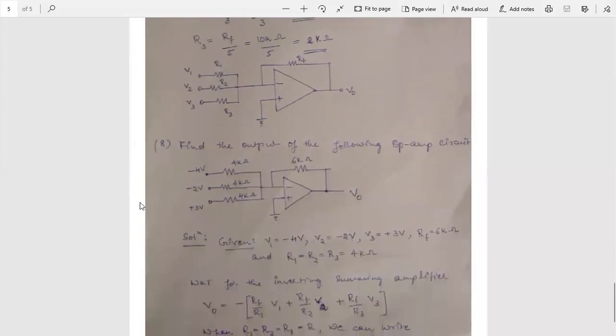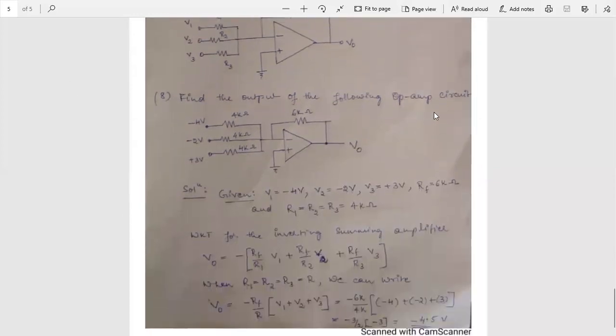Okay, so the last problem: find the output of the following op-amp circuit. So here there are three inputs. V1 is equal to minus 4 volt, V2 is equal to minus 2 volt, and V3 is equal to plus 3 volt. The feedback resistor RF is equal to 6 kilo ohm, and all the three resistors are equal. So R1 equal to R2 equal to R3 is equal to 4 kilo ohm.